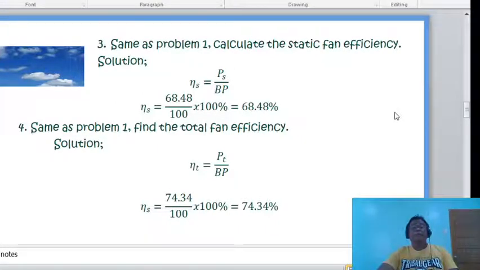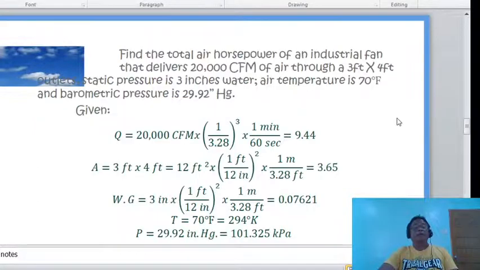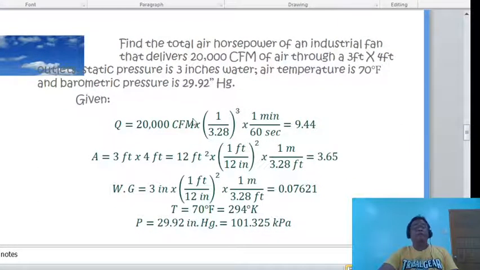Next, we have also here another problem. Find the total air horsepower of an industrial fan that delivers 20,000 cubic feet per minute of air through a 3 feet by 4 feet outlet. Static pressure is 3 inches water gauge. Air temperature is 70 degrees Fahrenheit and barometric pressure is 29.92 inches of mercury.